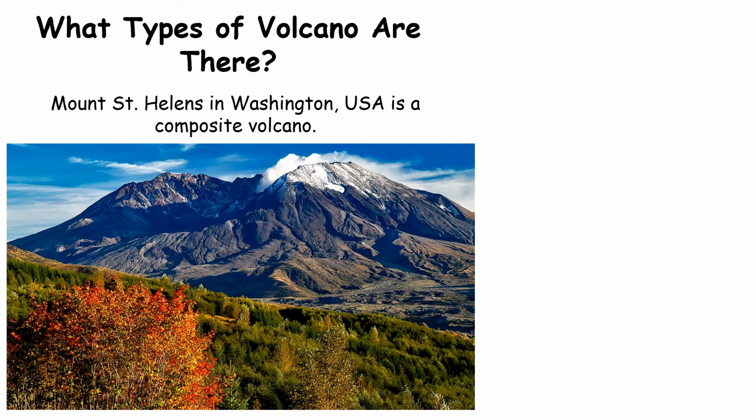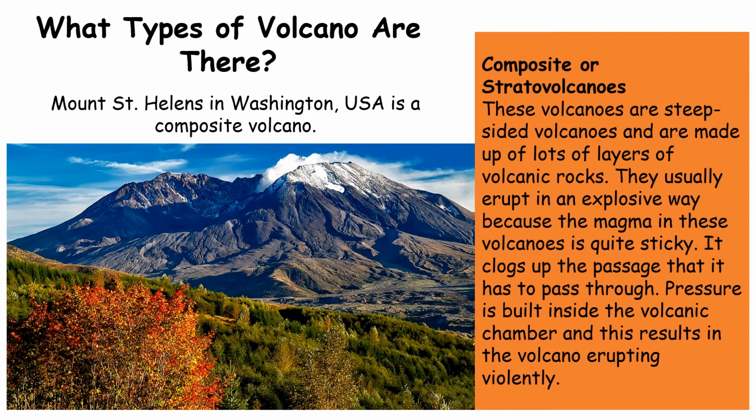Let's have a quick look at the types of volcanoes that we have. We have the most exciting ones, the composite or stratovolcanoes, which are steep-sided volcanoes made up of lots of layers of rock that have built up over time. They usually erupt in an explosive way because the magma inside these volcanoes is quite sticky. It clogs up the passage as it goes through, making it harder to pass, therefore building up more pressure inside the volcanic chamber and resulting in what could be a very violent volcanic eruption.